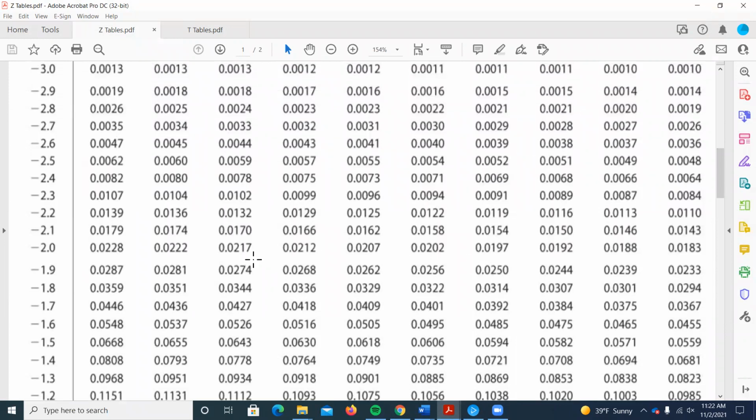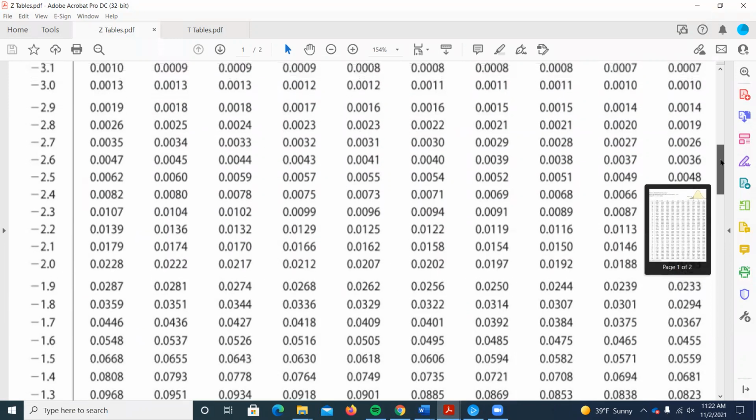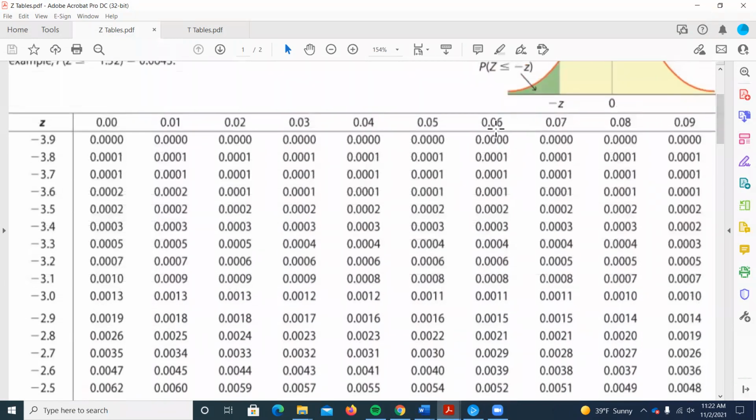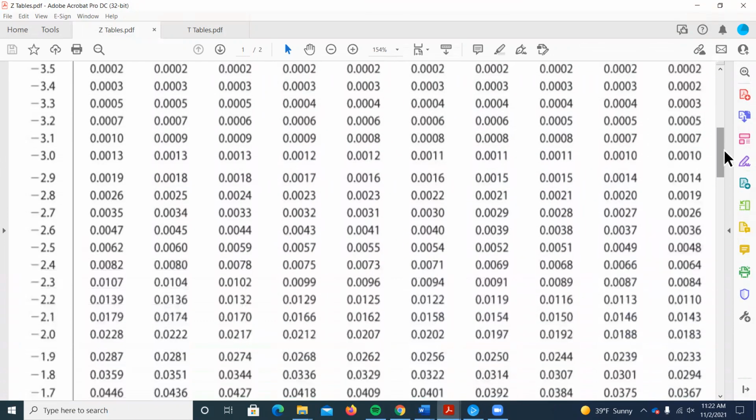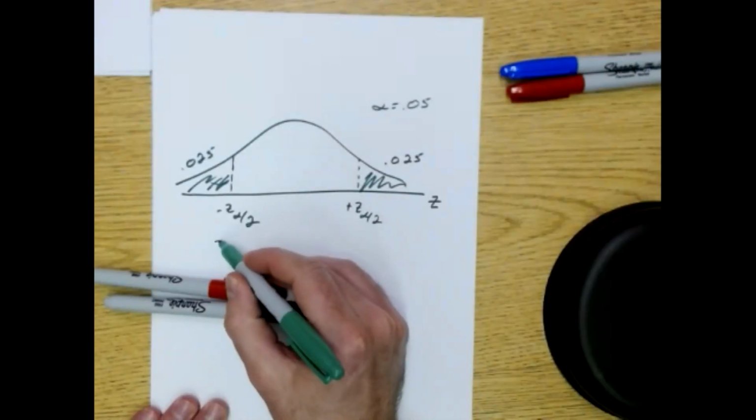Here it is, 0.025. I go over to negative 1.96 was the column it was in, right? So we go down to that 0.025, negative 1.9, we went over to that 0.06. So negative 1.96 would be the z-value that gives that to us.